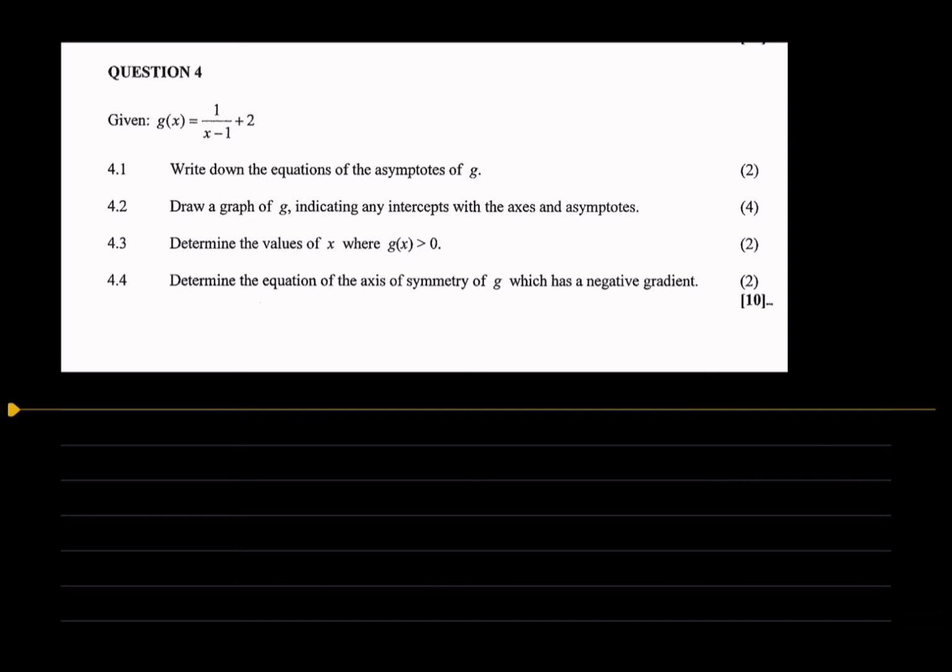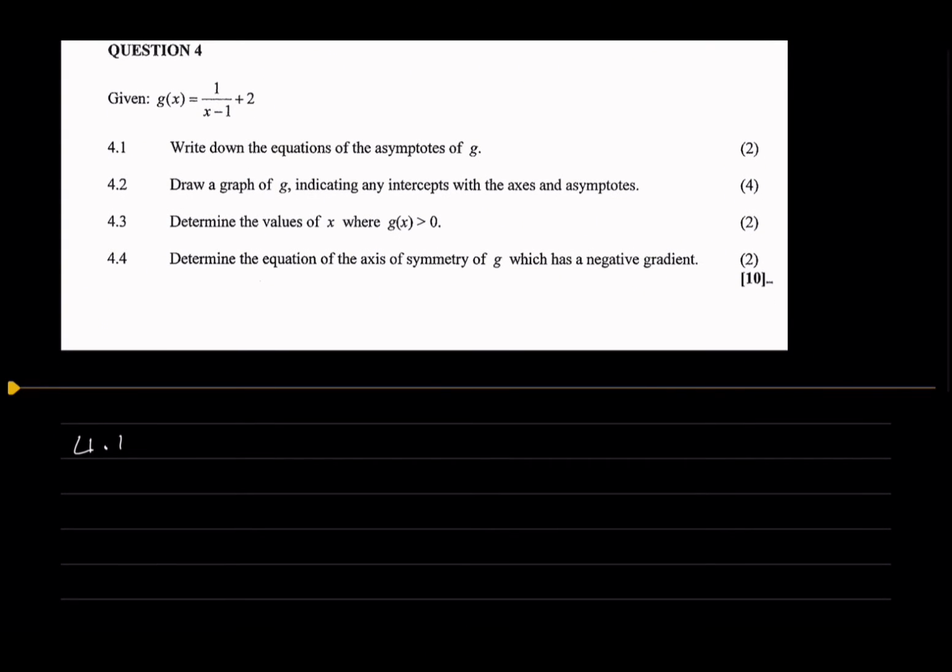4.1. Write down the equation of asymptotes of the graph of g. What are they saying? They want the asymptotes of the graph of g. And let's remember, an asymptote is a line that a graph never touches. So we know that this graph is a hyperbolic graph, and here there's a vertical and horizontal asymptote. So without wasting time, let's write down.